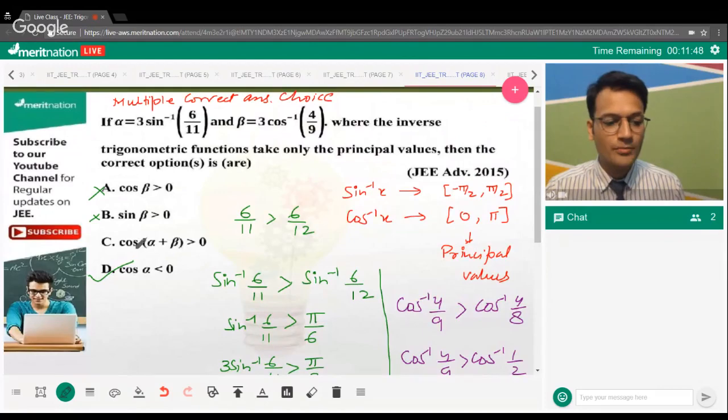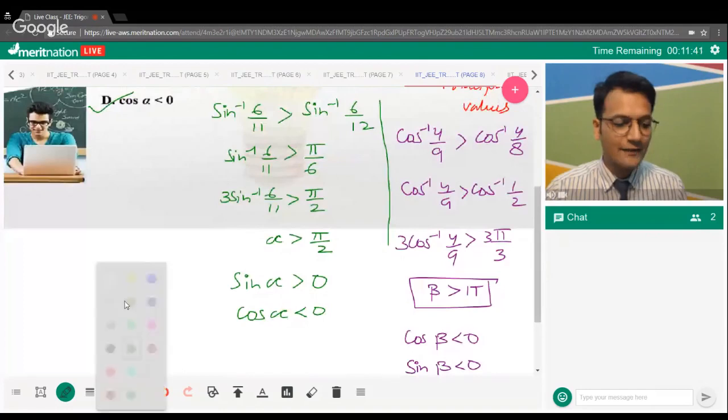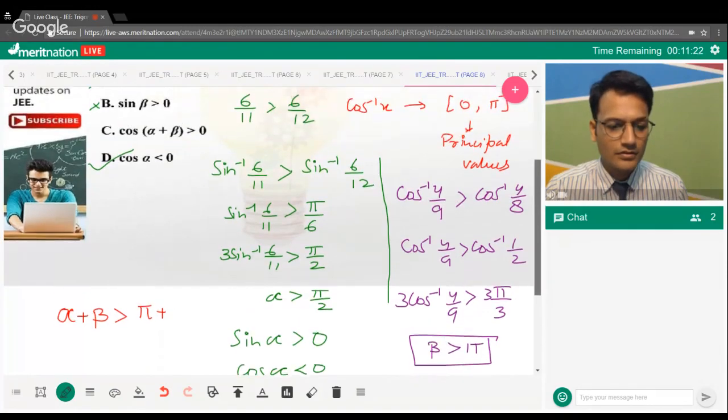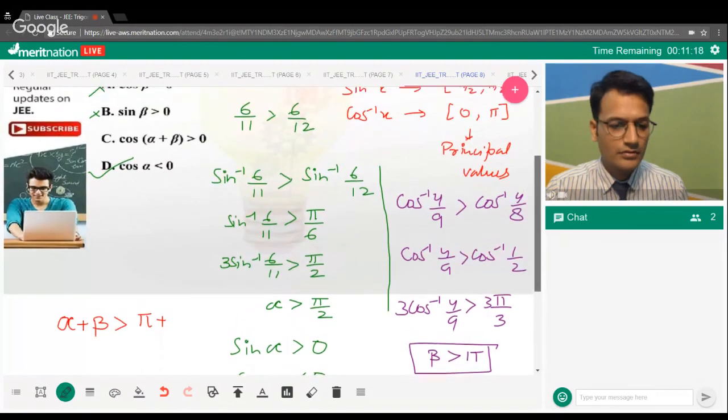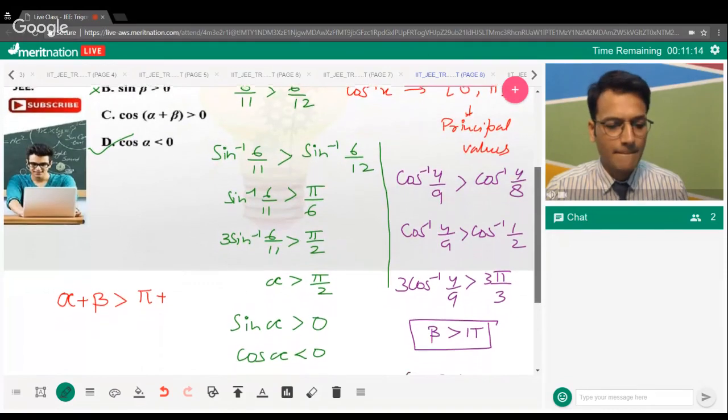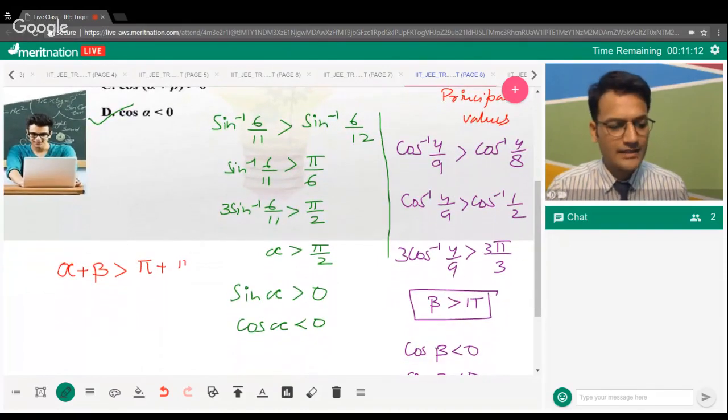And then the question is talking about cos of alpha plus beta. So if I add alpha and beta together, what will that be? Alpha plus beta will be greater than pi plus... Is beta less than pi? Let me just check. No, it is greater than pi.